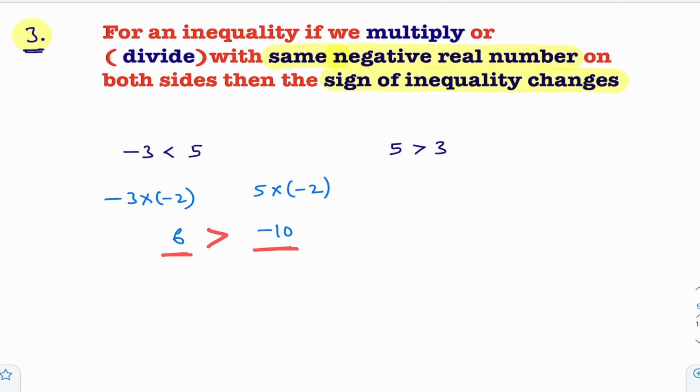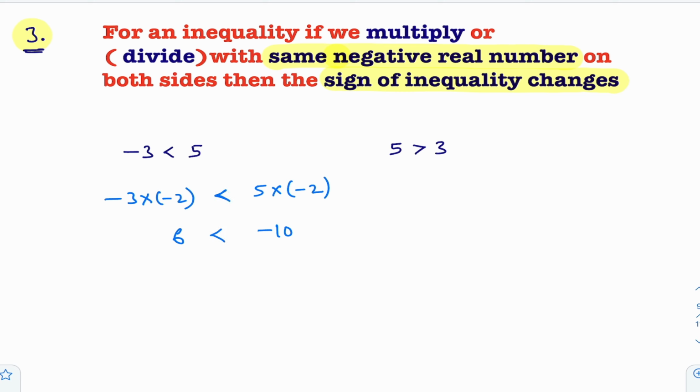Is 6 greater than minus 10 or 6 less than minus 10? All positive numbers are clearly greater than negative numbers. So 6 is greater than minus 10 is correct. I hope you are understanding. So what is the point here? For an inequality, if we multiply with the same negative real number on both sides, the sign of inequality changes. This is important. So here less than is there, as we are multiplying with minus 2, this inequality changes to greater than.